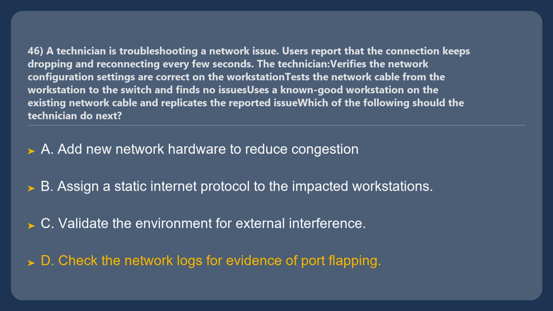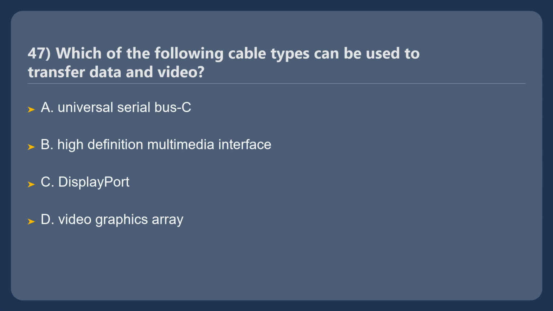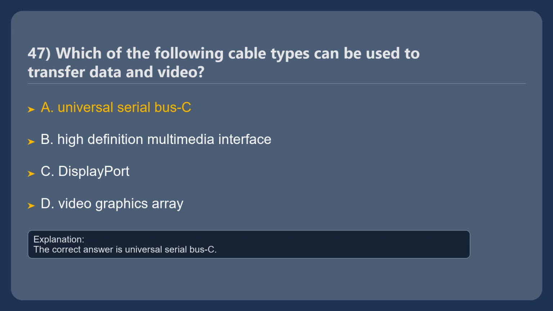The correct answer is option D, check the network logs for evidence of port flapping. Question 47. Which of the following cable types can be used to transfer data and video? Option A, Universal Serial Bus C. Option B, High Definition Multimedia Interface. Option C, DisplayPort. Option D, Video Graphics Array. The correct answer is option A, Universal Serial Bus C.